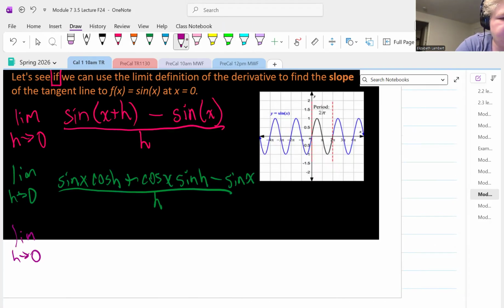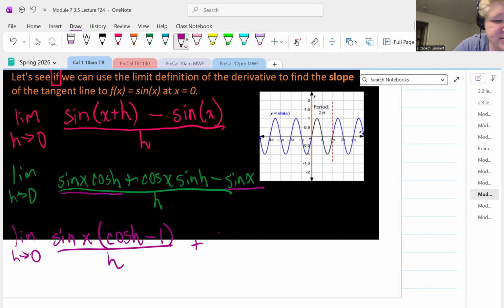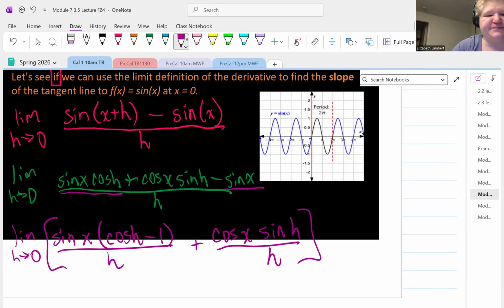The limit is h goes to 0, so I'm going to keep these two together. And notice both of those terms I underlined had a sine x in common. So I'm going to factor that sine x out. I will have cosine of h minus 1, all over h, plus the cosine of x times the sine of h over h. Now all of that still has a limit applied to it.